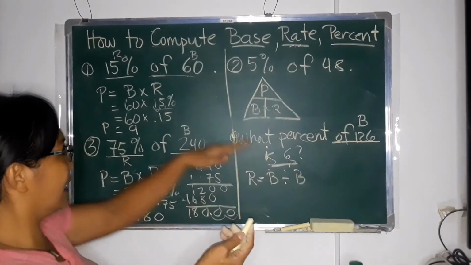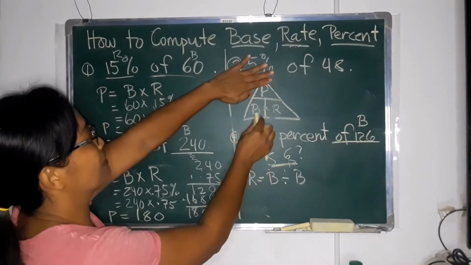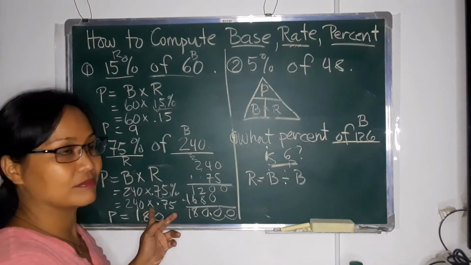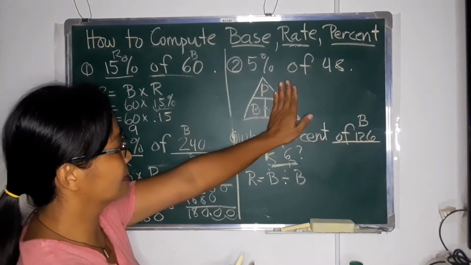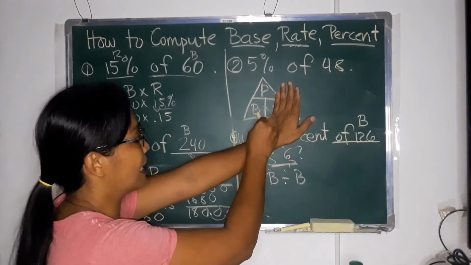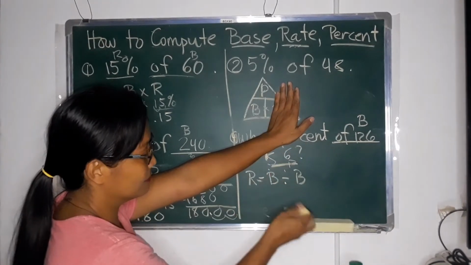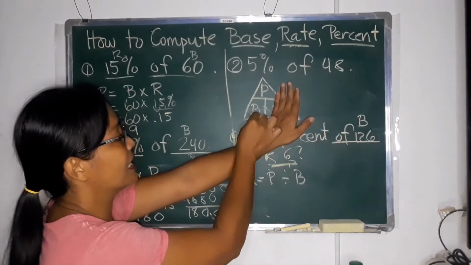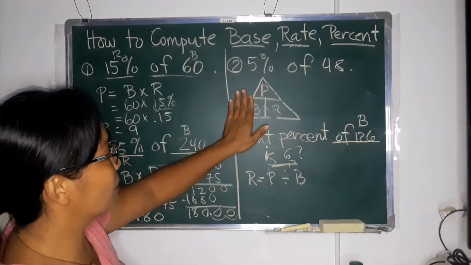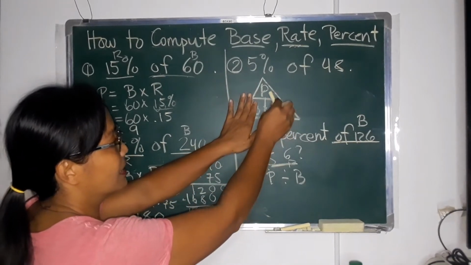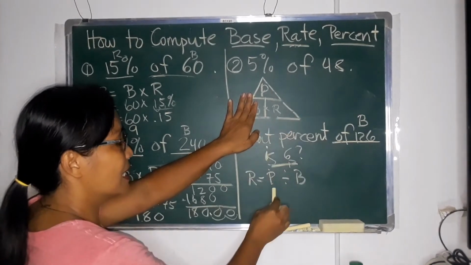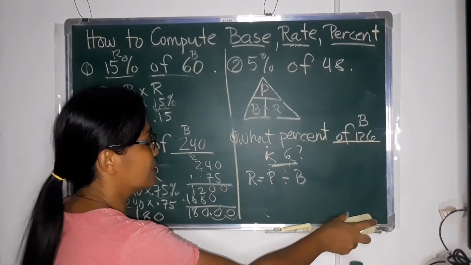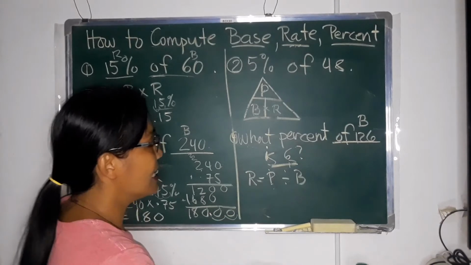Kung napapansin nyo kanina, si P ang nawawala, magkatabi yung letter. Kung magkatabi, gaya ng sinabi ko kanina, ang operation natin ay multiplication. Pero kung yung nawawala ay si R, taas-baba tayo, so magdi-divide. Si P ang nauuna, i-divide natin kay base. Kung si B naman ang nawawala, ang formula natin ay P divided by R naman siya. Okay? So, nakuha.